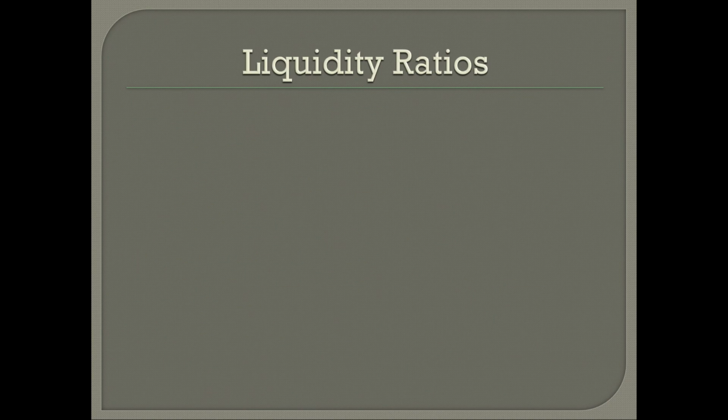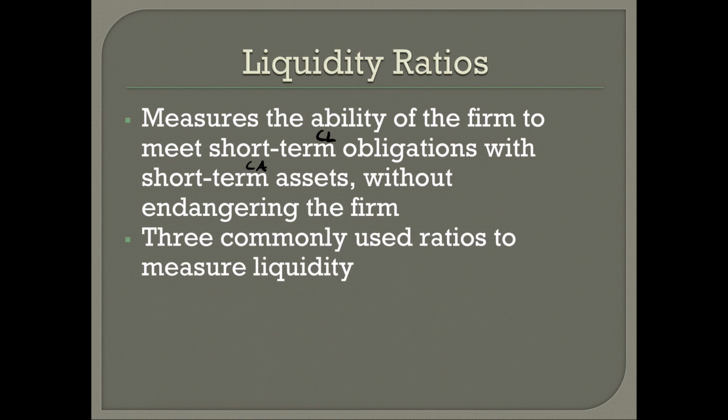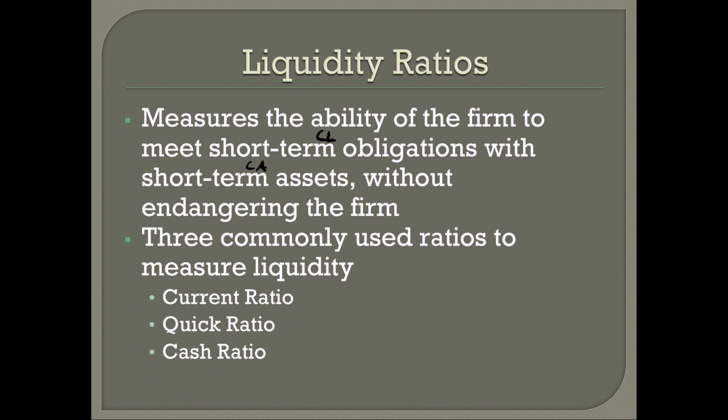Okay, so the first category of ratios is liquidity ratios. As we mentioned previously, these liquidity ratios measure the ability of the firm to meet its short-term obligations, your current liabilities, with your short-term assets, your current assets, without endangering the firm. There are three commonly used ratios: the current ratio, the quick ratio, and the cash ratio.